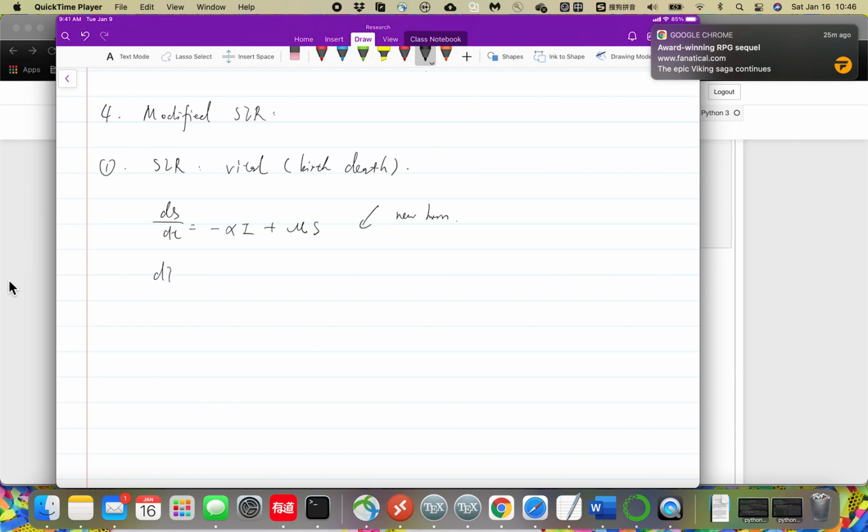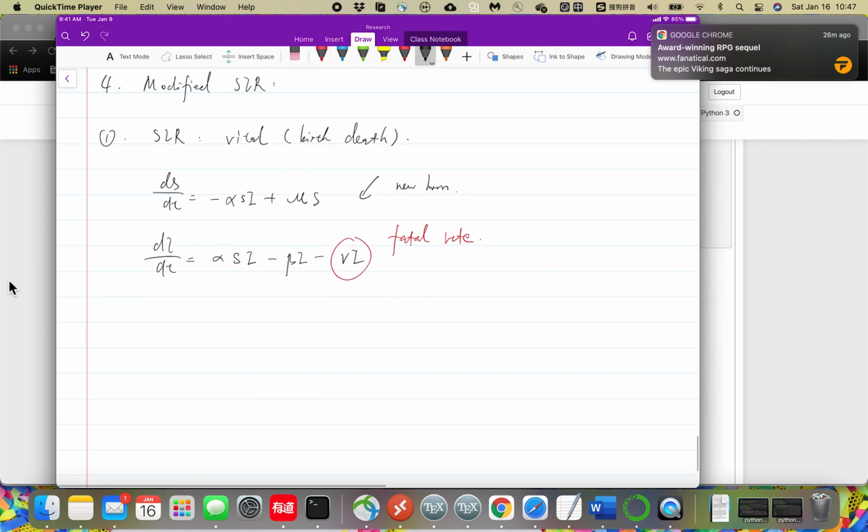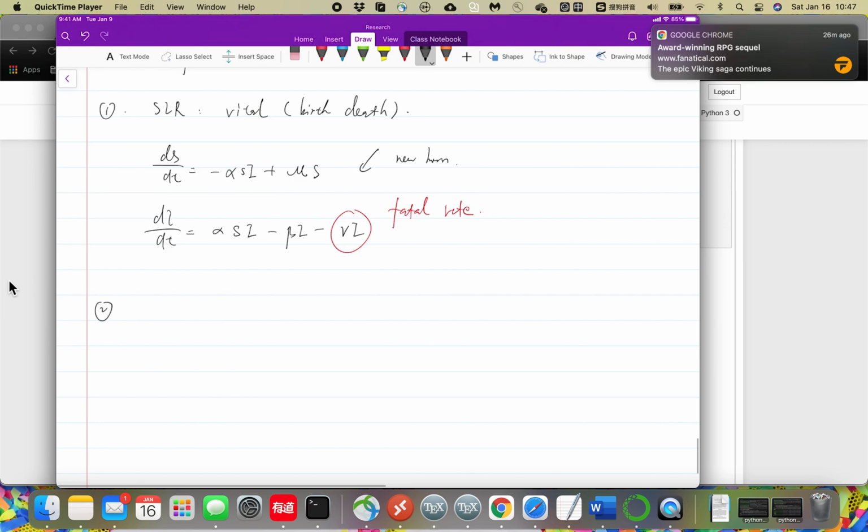Something we can also add, dI over dt. We can have alpha SI. I keep forgetting this. Okay, but then we minus people who recovered. We can also minus people who are dead, the fatal rate. This is more suitable for the COVID-19 pandemic because people actually can die from that virus. So eventually they never wait until they recover.